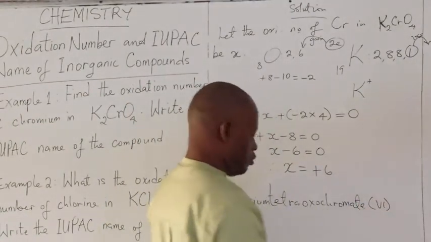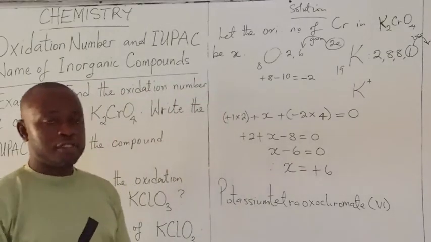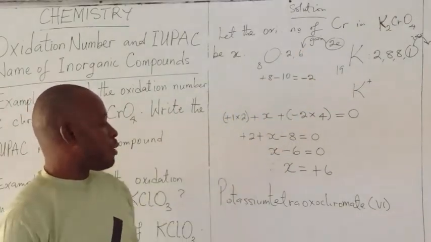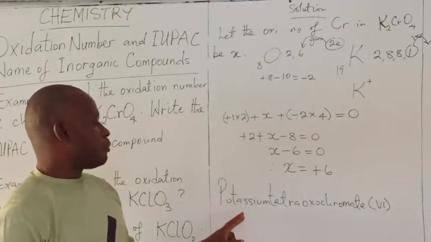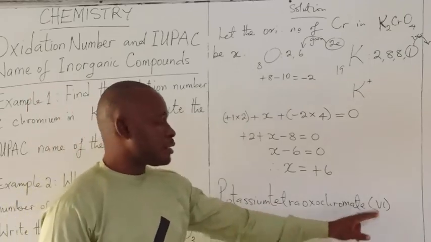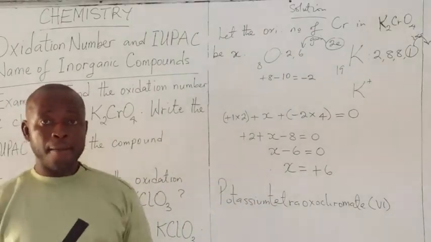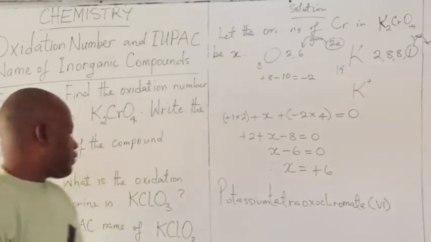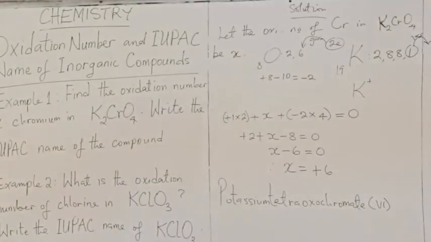So what is the Roman numeral for 6? It is VI. So the name of this compound, the IUPAC name of this inorganic compound, is potassium tetraoxochromate 6. Is that clear? Do you have any question? Don't forget that we have example 2 on the board.